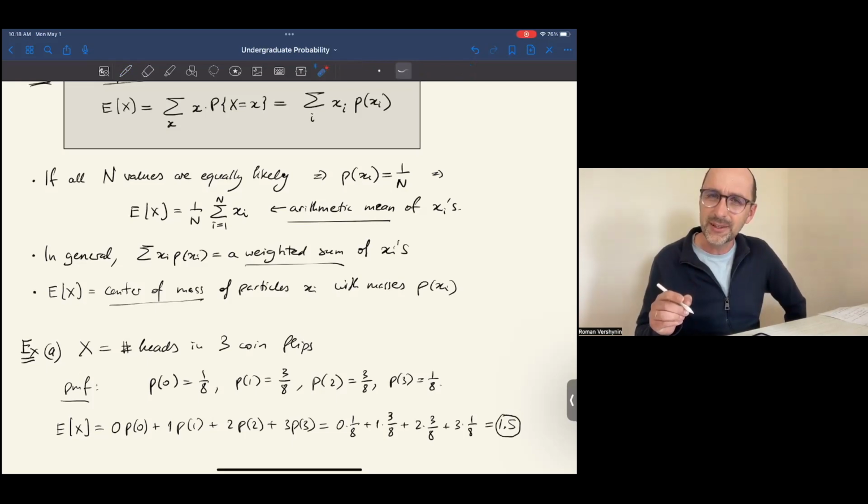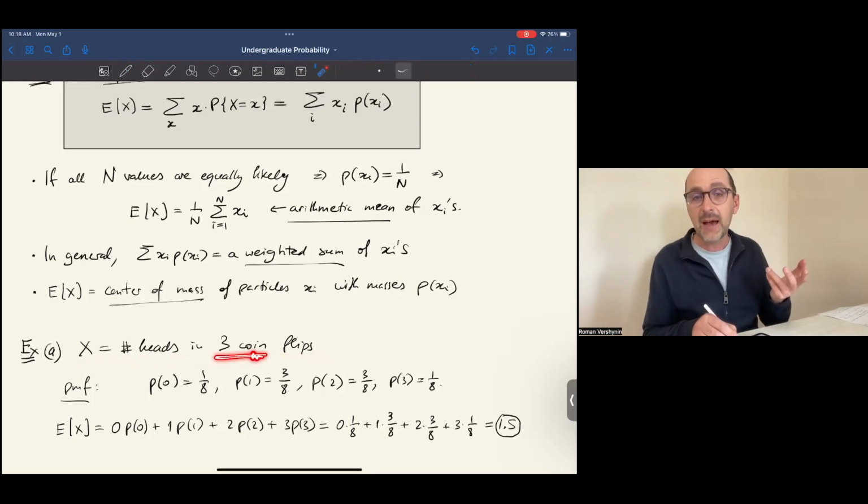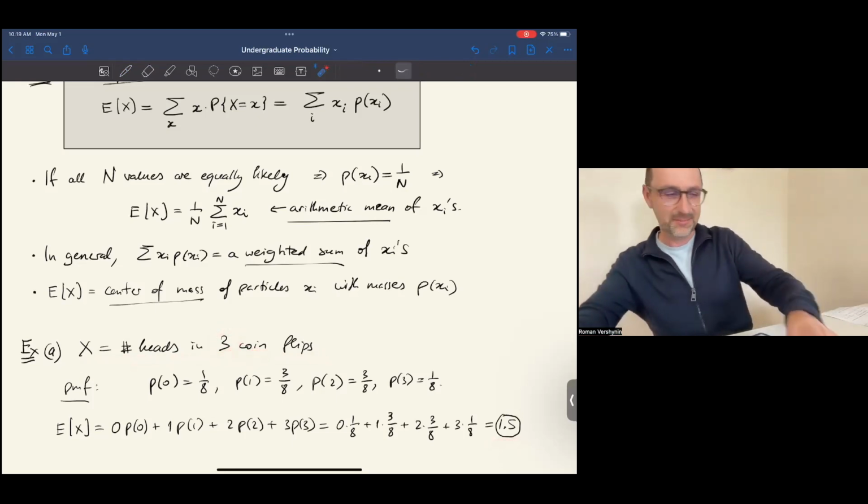This should be intuitively clear. What's the expected number of heads in 3 coin flips? Well, half of the coin flips usually come up heads, and half of 3 is 1.5. It makes sense.